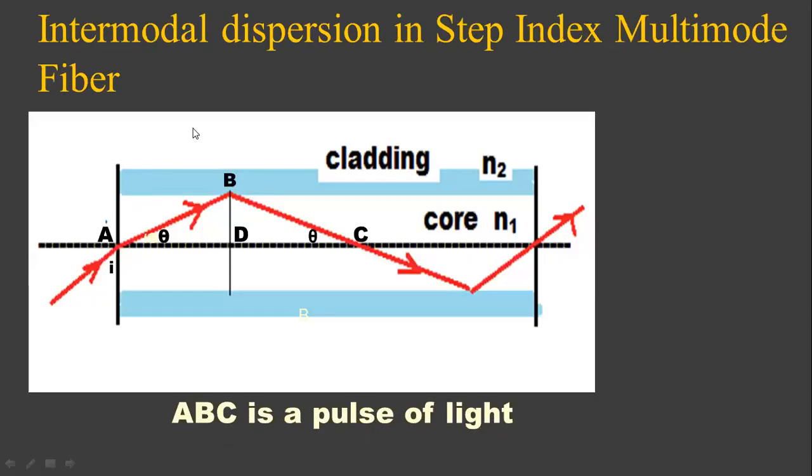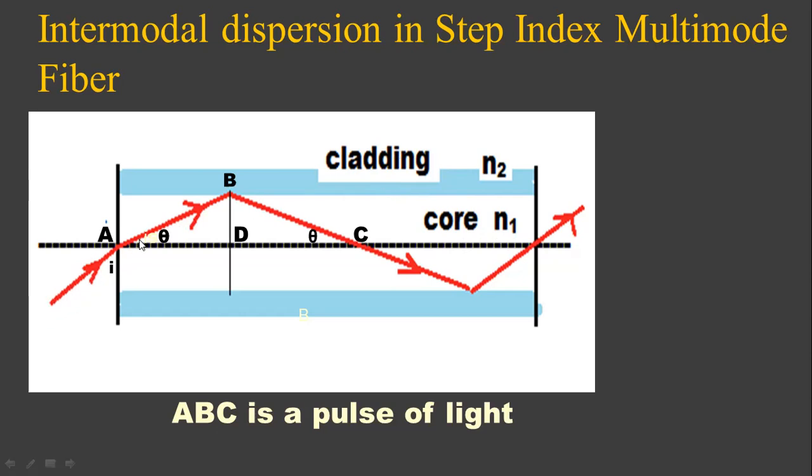First we will see what is this intermodal dispersion in a step index multimode fiber. So this is a step index multimode fiber. You can see this is the fiber, and when you look at this diagram, it is very clear that the diameter of the fiber is more. That indicates that the fiber is a multimode fiber, and this N1 is the refractive index of the core, and N2 is the refractive index of the cladding as usual.